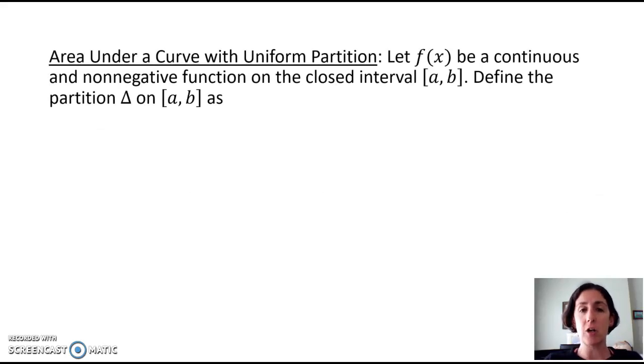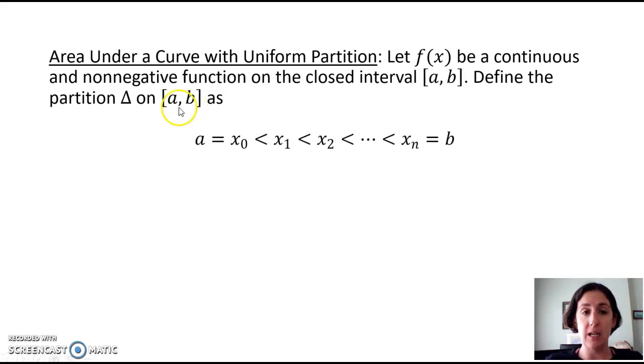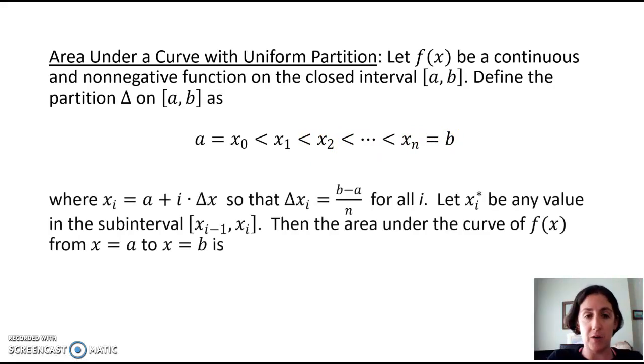So the area under a curve with a uniform partition: f of x has to be a continuous non-negative function on the closed interval [a, b]. Then we can define our partition as follows. a is equal to x0, which is less than x1, less than x2, all the way up to xn, which is equal to b. So that's taking that big interval and breaking it up into smaller subintervals. Each x_i is found by a plus i times your delta x, where we're going to choose a uniform partition, so delta x would be b minus a over n for all i.